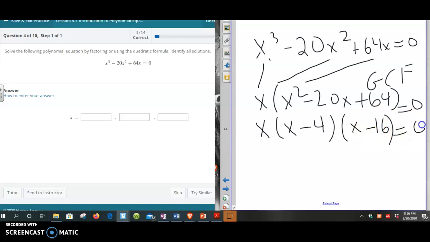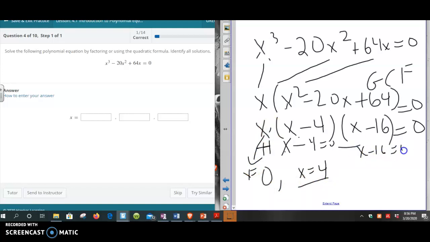But now we have a statement where we have three things that multiply together to give you 0, which means any of them could be 0. So x could equal 0, x minus 4 could equal 0, which means x could equal 4. This is the one people forget about, the one on the outside. x could equal 0, x could equal 4, or x minus 16 could equal 0, which means x could equal 16. So those are our three answers. We don't have to put them in there because it's only part 1. Okay, so we're good there.